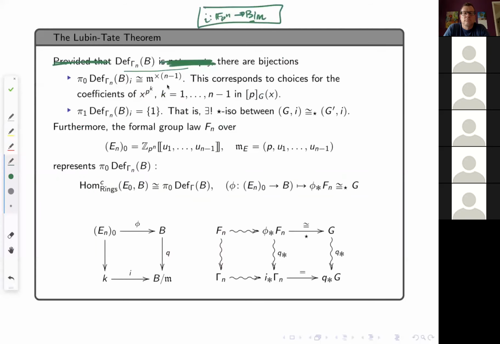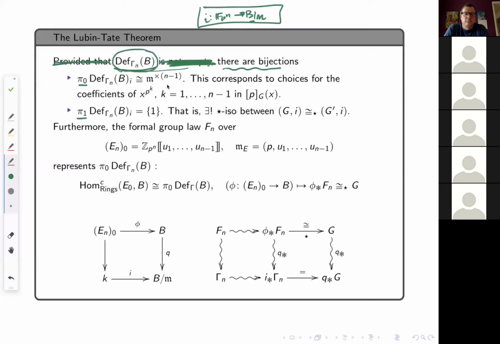Okay, then in that case, these deformations are going to be in bijection with... Okay, so I need to rephrase this. If you look at this deformation groupoid, you can look at pi naught and pi 1.